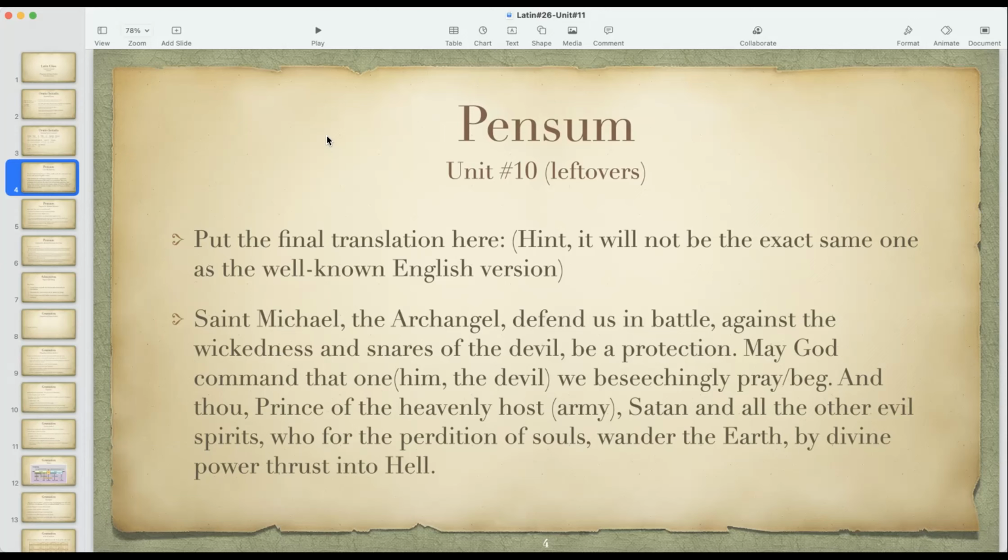So you can see that what we had was St. Michael the Archangel, defend us in battle against the wickedness and snares of the devil. Well, pretty close to the English. Be a protection. May God command that one, or him, we beseechingly pray or beg, and thou, Prince of the heavenly host or army, as you prefer, Satan and all the other spirits who for the perdition of souls wander the earth, by divine power thrust into hell. So you can see the English that we recite is close to this.